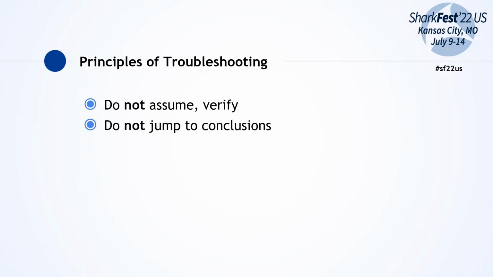The next thing is do not jump to conclusions, because very often we have seen something and it's familiar to something we have seen before, and we say, I know what this is, it is this. And that is something that very often also bites us in the behind, because it turns out to be something else entirely. So it's good to have a couple of ideas what could be the problem, but then again, go to step one: do not assume, verify. So try to prove it.